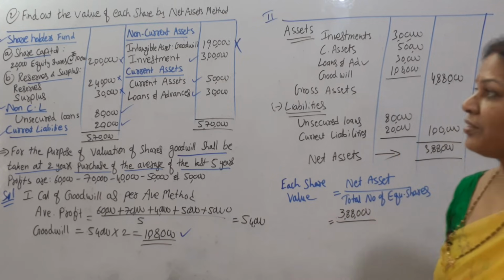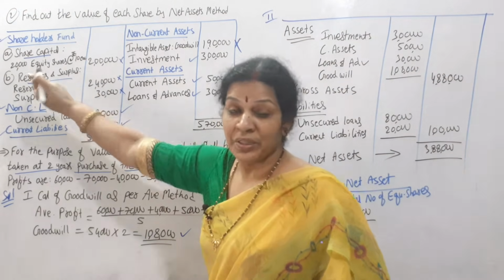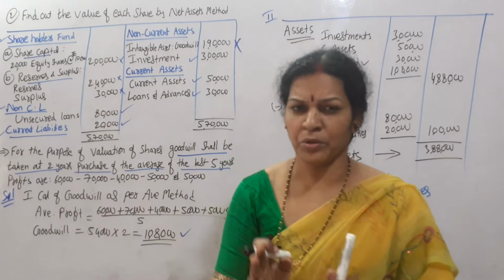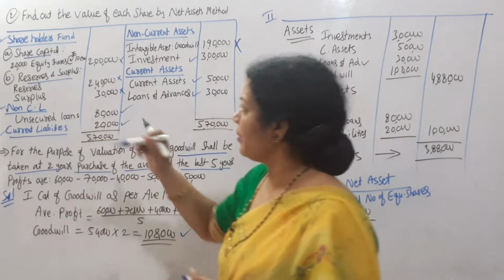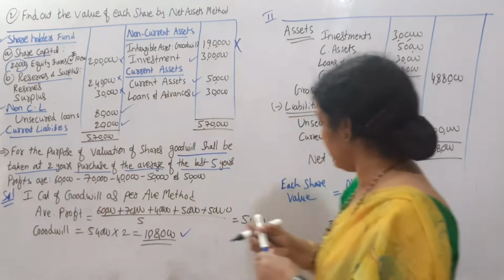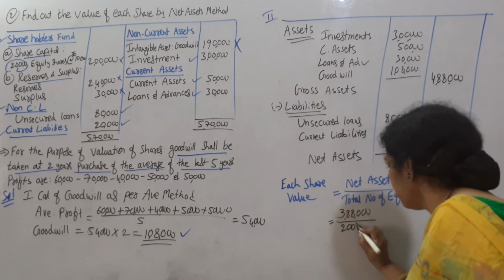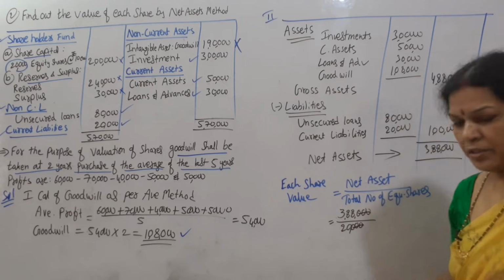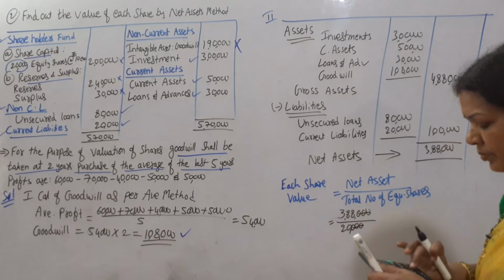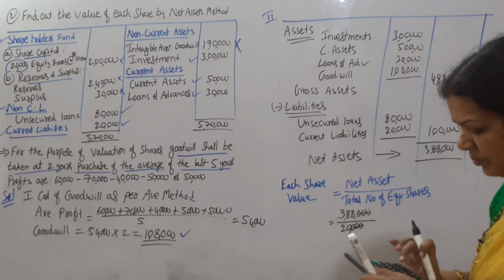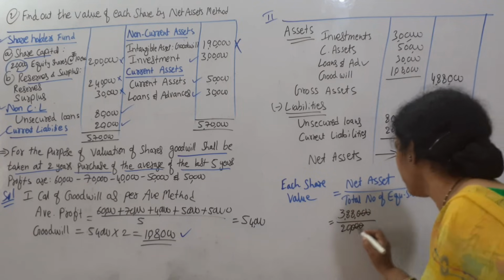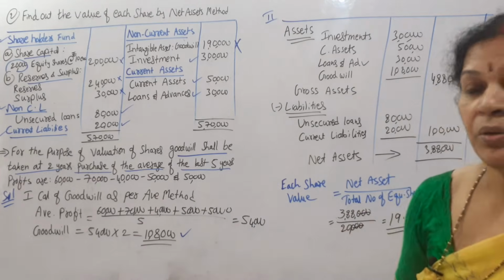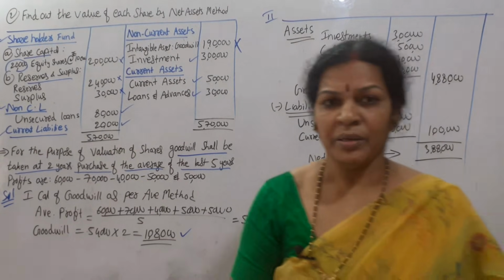Divided by number of equity shares. Total number of equity shares here are 20,000. They said very clearly 20,000 at the rate of 10 rupees, so the cost was 2 lakh. Total number of shares are 20,000. So 388 divided by 20 is 19.4. This 19.4 is the share value. Each share value is 19.4. Am I clear?